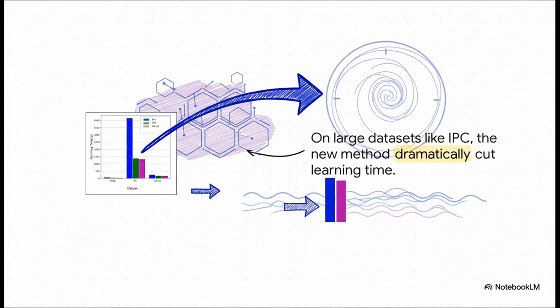What about speed? Look at this chart. That really tall blue bar, that's the baseline learning time for the massive patent dataset. We're talking over 4,000 seconds. Now look at the little purple bar way over on the right. That's the new MHDR method. It's not just a little faster, it's a dramatic reduction. It cut the learning time by more than half. So the system isn't just smarter, it's a whole lot faster too.